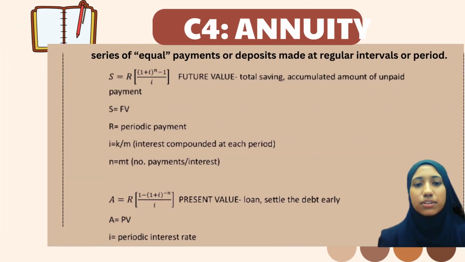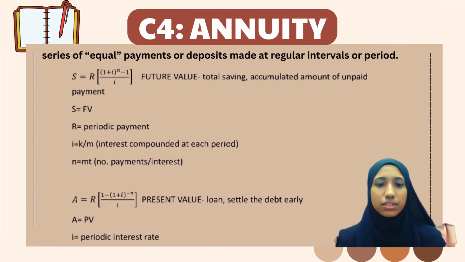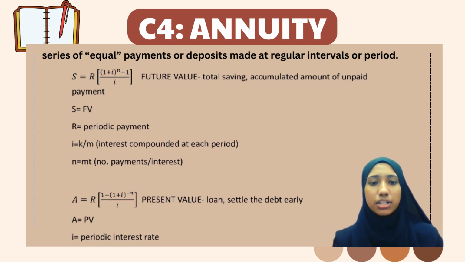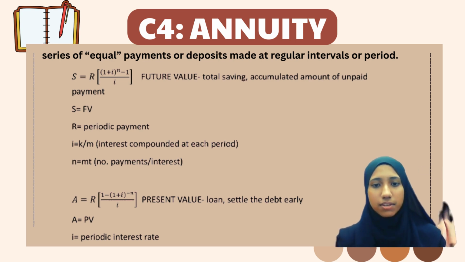Moving on to the next part, which is annuity. Intro of Chapter 4, Annuity. It is a series of equal payments or deposits made at regular intervals or periods. This chapter has two formulas. First, for future value, we use S equals R[((1 + i)^n - 1)/i]. This formula we can use to calculate total savings or the accumulated amount of unpaid payments.